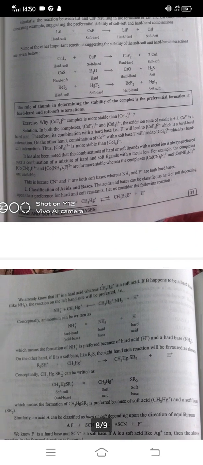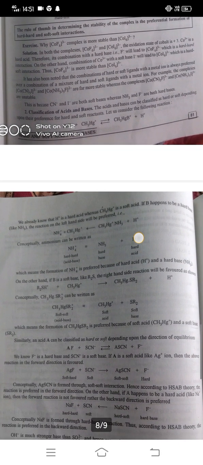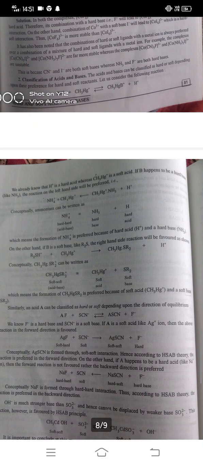Classification of acids and bases. The acids and bases can be classified as hard and soft depending upon their preference for hard and soft interactions. Let us consider the following reaction. BH⁺ plus CH3Hg⁺ gives CH3HgB⁺ plus H⁺.